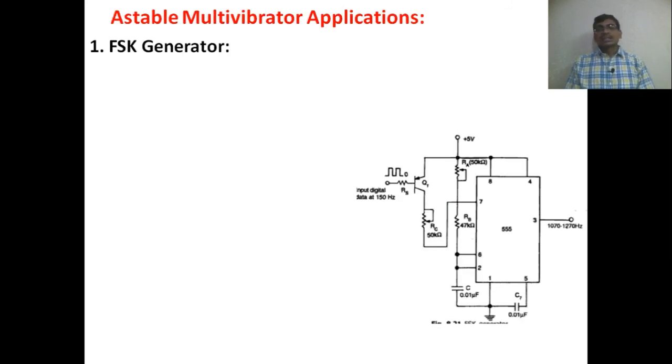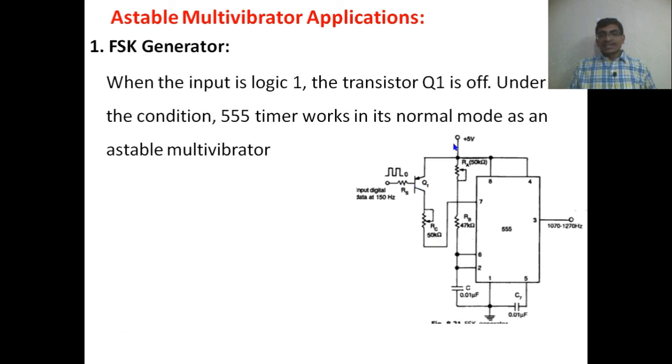So let us see some of the applications of the astable multivibrator, which is the FSK generator. What is FSK? Frequency shift keying, one of the modulation techniques. This is the circuit for the FSK generator. Here you can observe RA, RB, C, and this entire circuit is an astable multivibrator. The only change here is that a transistor Q1 and a resistor RC are added in parallel with the RA resistor.